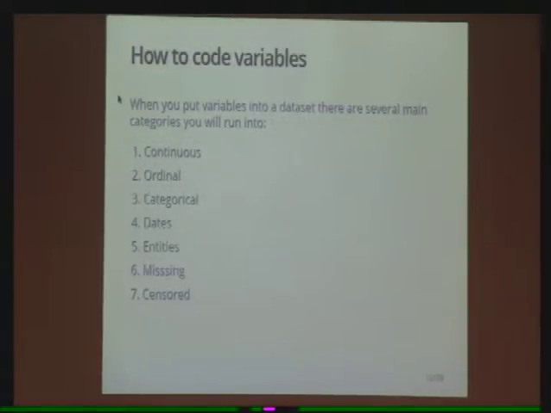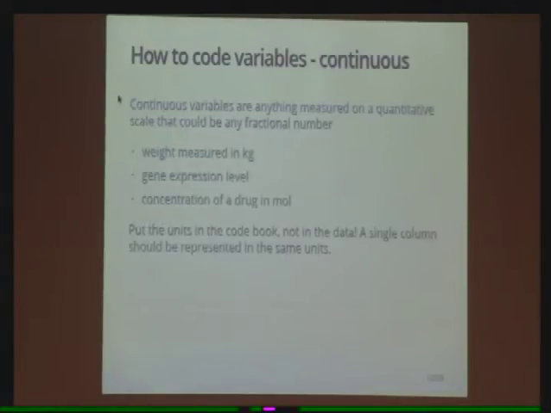So there are basically a finite number of variable types that most people have. So continuous numbers, positive infinity, negative infinity, ordinal numbers, categorical things, dates, things that refer to other objects like gene names, gene symbols, mouse strains, things like that. Missing data and censored data. So we'll talk about each one of these.